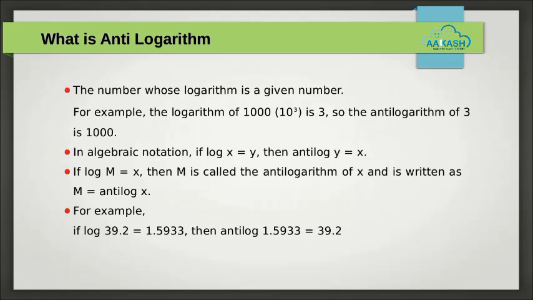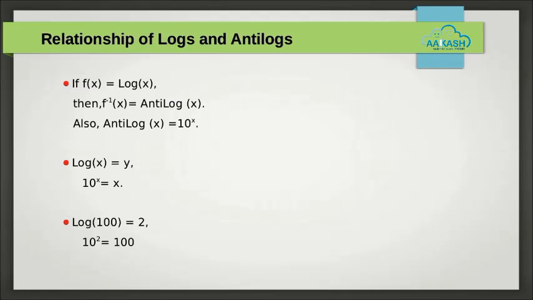Similarly, if log of m equals x, then m is called the antilogarithm of x and is written as m equals antilog of x. One more example, if log 39.2 equals 1.5933, then antilog of 1.5933 equals 39.2. We will study logarithm in more details with a few examples in the next slides.